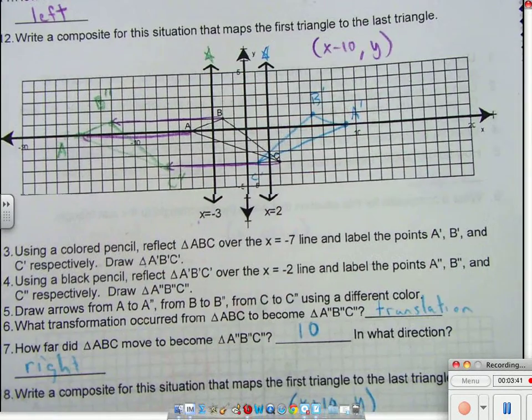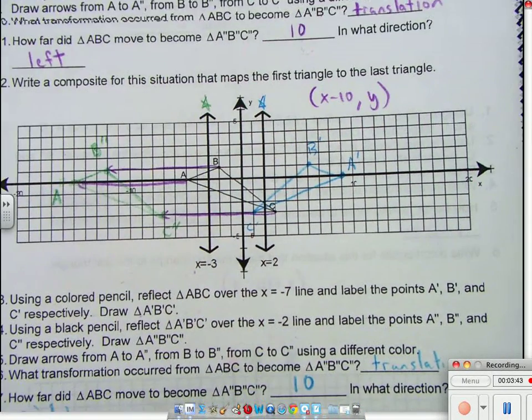You missed number 12? Yeah. Number 12 is x minus 10, y.